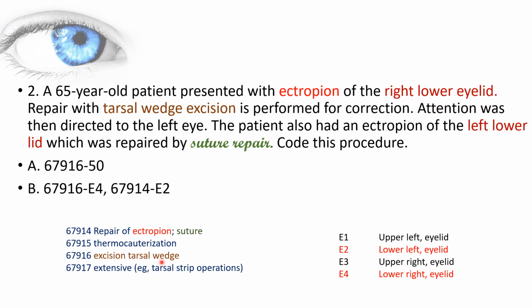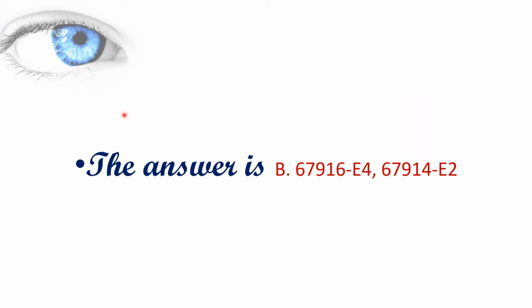67916 is excision tarsal wedge. 67914 is suture. And if we go through these two codes, these are two different eyelids. E2 is left lower eyelid and E4 is lower right eyelid. So, ectropion of the right lower eyelid. Right lower eyelid is E4. E4 has 67916. So, E2 lower left eyelid, what we can see? There is a repair by suture. So, we have to use the code 67914 also. So, the answer is 67916 and 67914.